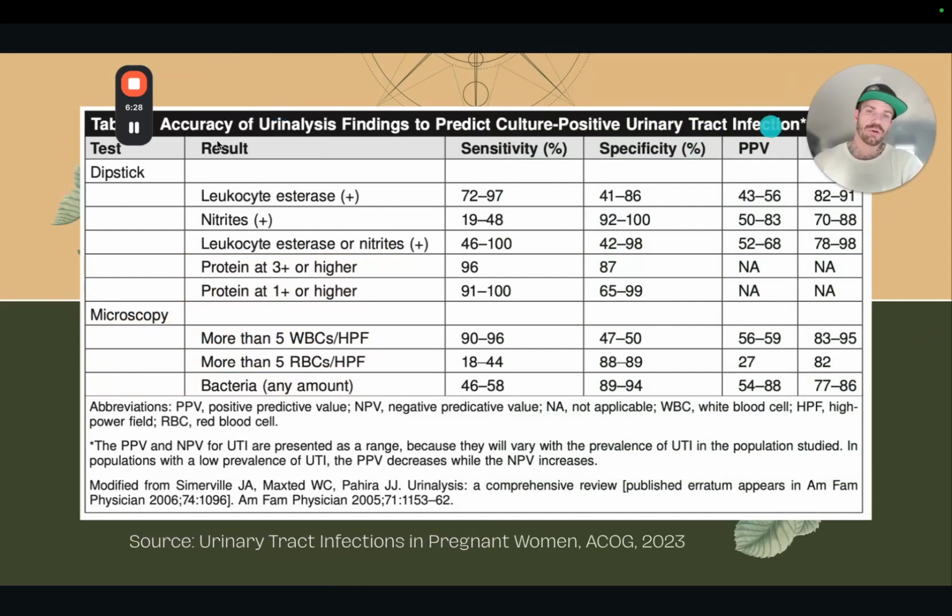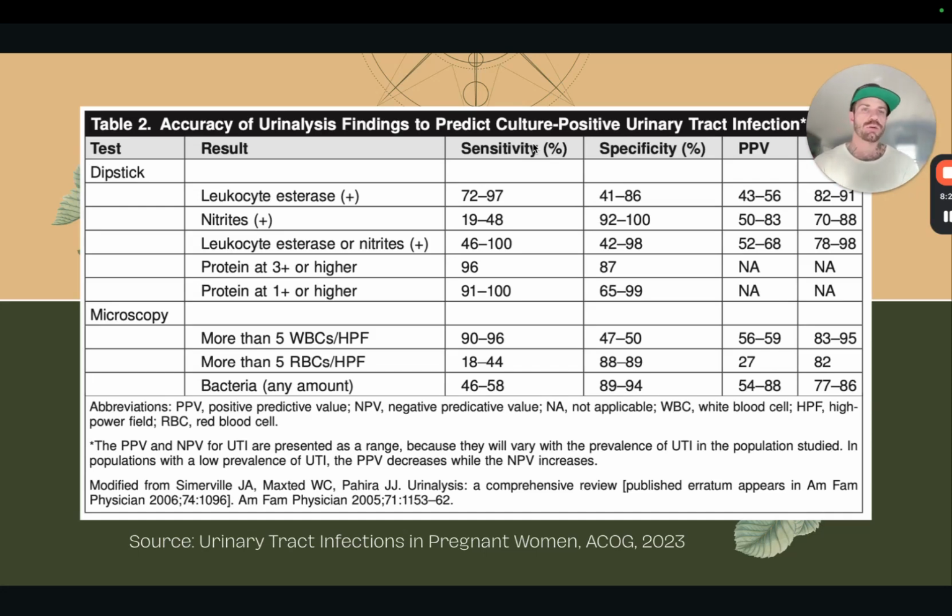So a lot of these graphics, by the way, are from a document released by ACOG in 2023. What this is showing you is the value of these various aspects of these screens. A dipstick and microscopy are both screens for a UTI. It has to be a positive culture. Stuff has to grow out of the urine for this to be a slam dunk, something that needs treatment right now.